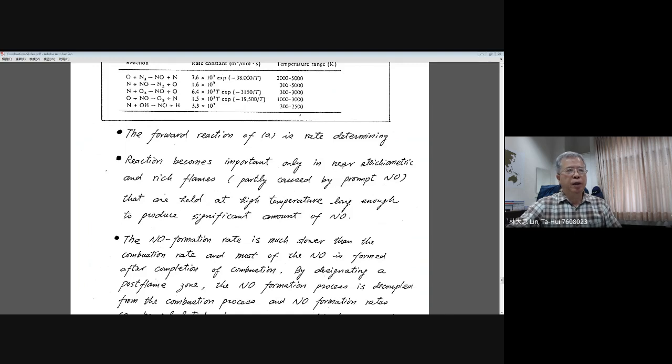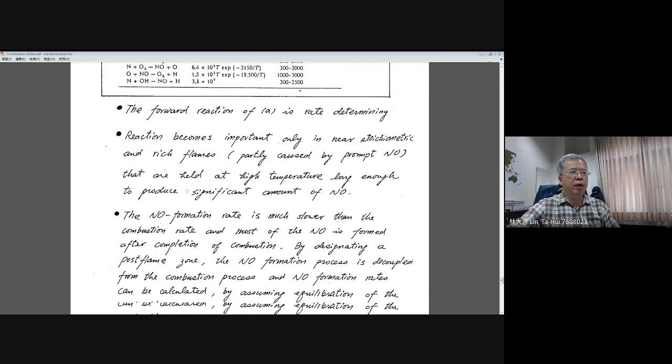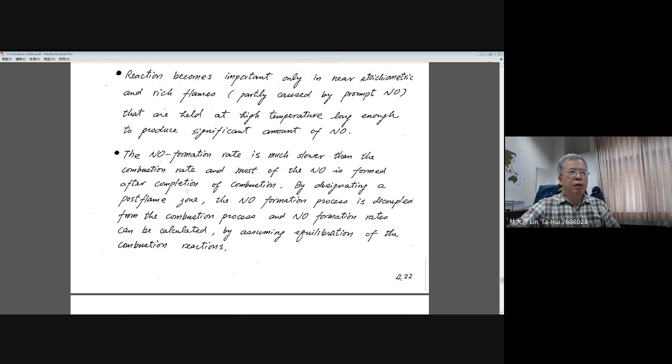Later on, I will explain it later. And they say the reason is that they had a high temperature long enough to produce a significant amount of NO. Near stoichiometry and a rich flame are possible burning processes to produce a large amount of thermal NO. And the NO formation rate is much slower than the combustion rate.